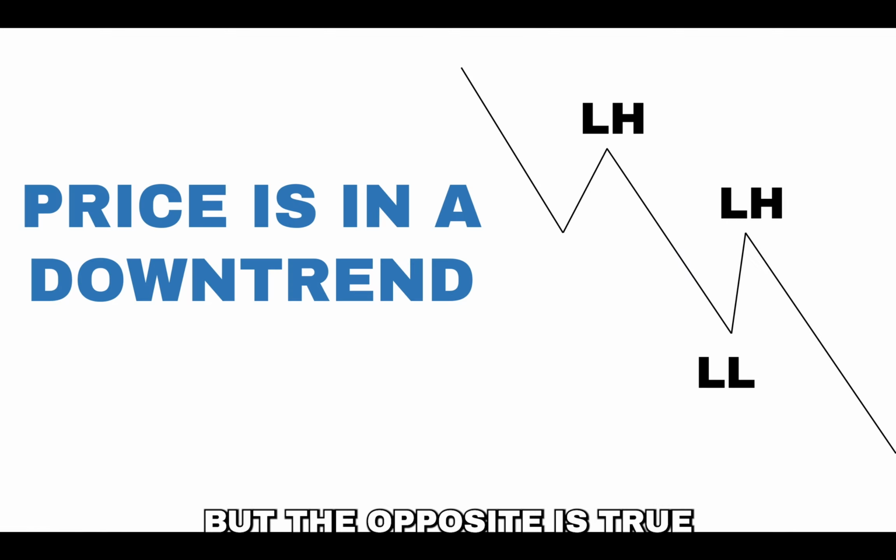The same thing, but the opposite, is true when we are inside of a downtrend. When we are selling off, price is creating lower highs and lower lows. Each time price moves down, it creates a lower low, and then it moves back up, creates a lower high, moves back down again, creates another lower low. This is how the market moves when there are multiple sellers who are selling off more than the buyers.